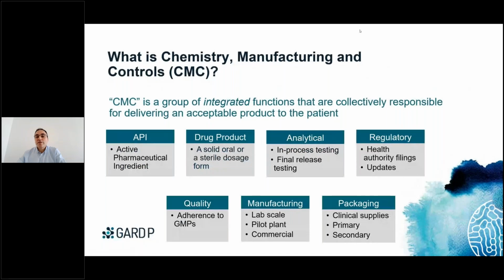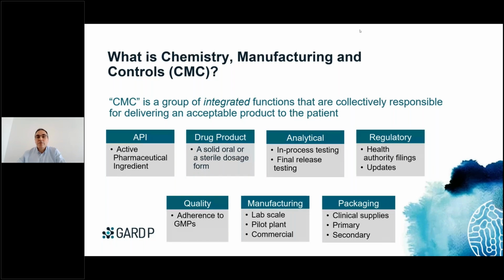Now, first of all, what is CMC? CMC is an abbreviation for chemistry, manufacturing, and controls, and it stands for several integrated functions and deliverables that are all related to the development and commercialization of pharmaceutical products. They are equally required to deliver an acceptable product to patients, and none is less important than the other. It includes the drug substance on the far left on the slide, also called the active pharmaceutical ingredient, or abbreviated the API. Further, it also includes the drug product, for example, a tablet, a capsule, or an injection.